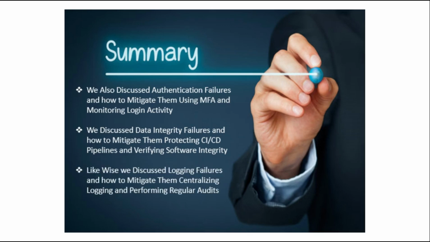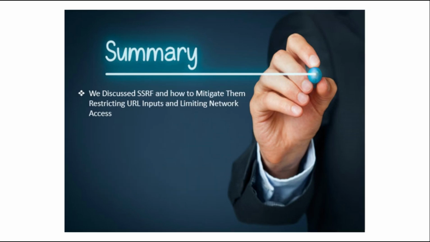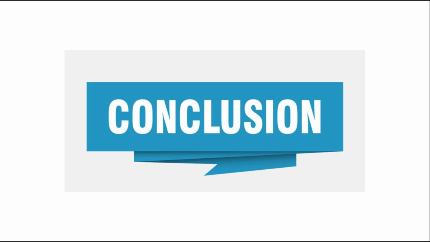Likewise, we discussed logging failures and how to mitigate them by centralizing logging and performing regular audits. And finally, we discussed SSRF and how to mitigate it by restricting URL inputs and limiting network access. In conclusion, the OWASP Top 10 serves as a critical starting point for organizations to strengthen their software security practices. By addressing these vulnerabilities, organizations can significantly improve their security posture and protect their applications from malicious actors.